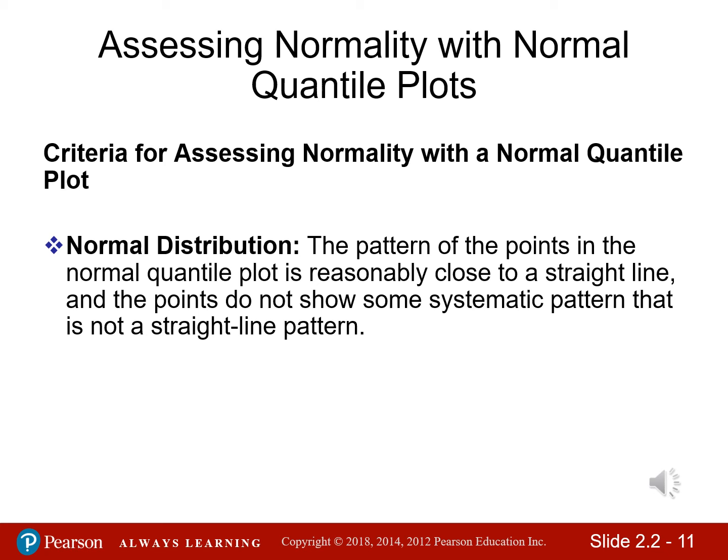A population distribution may be from a normal distribution if both of the following conditions exist. First, that the pattern of the points in the normal quantile plot is reasonably close to a straight line. And second, that the points do not show any systematic pattern other than that straight line pattern.